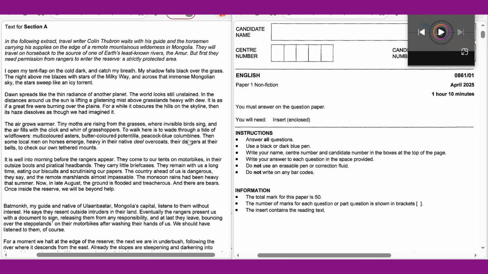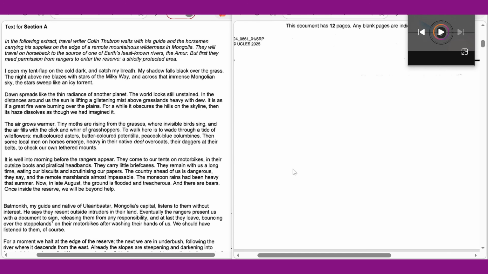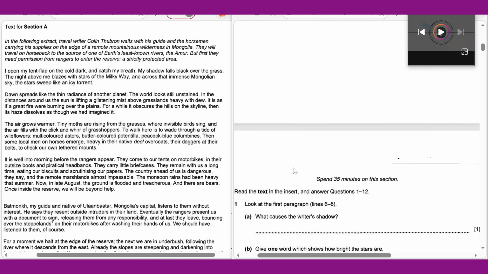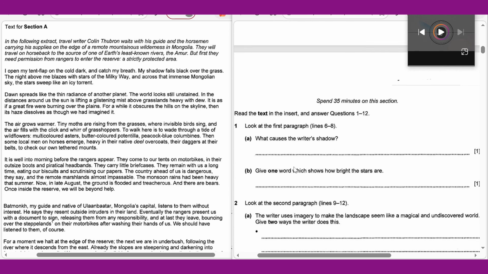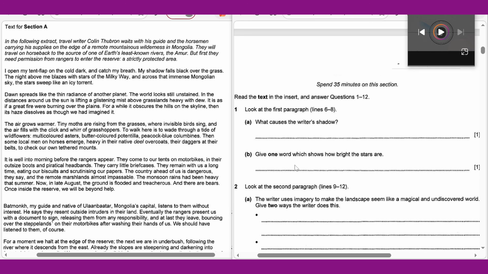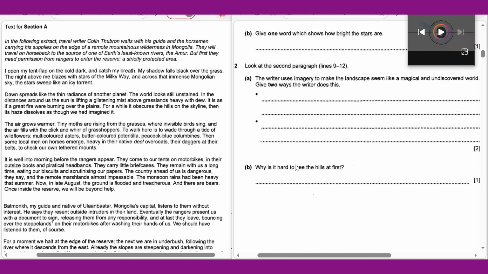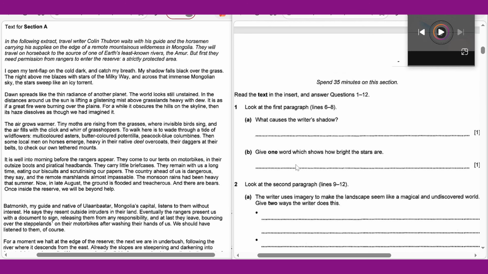There are two sections in here. Section A is a reading comprehension. Spend 35 minutes on this section, and there are questions 1 to 12. Then there is Section B for writing.